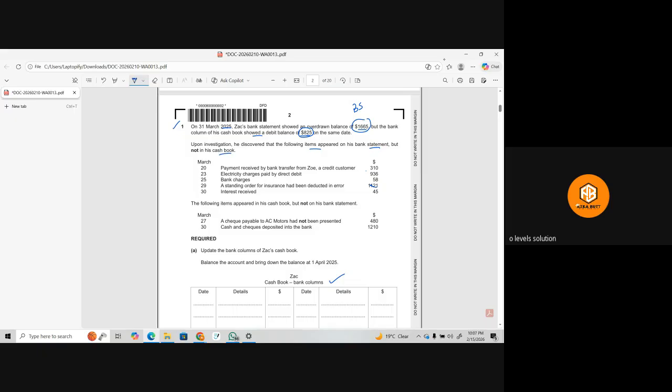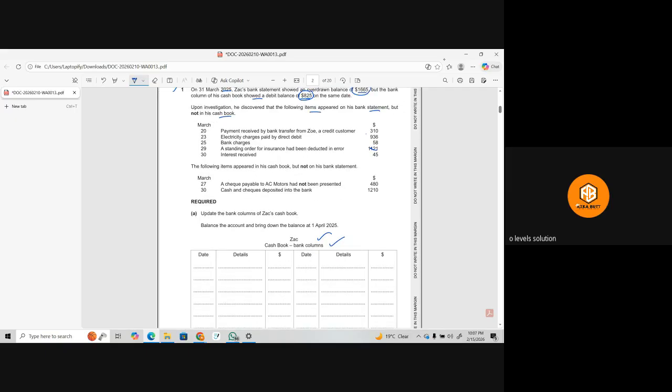So, as you can see, in part A we need to prepare the updated cash book, and we only need to prepare the bank columns. Okay, first of all, when we are going to prepare the updated cash book, we have to write the opening balance. So on 31st March, the opening balance the examiner has provided is 825. So you will simply write it here. Since this is the opening balance and this is the debit balance, that is why we will write it here: 825.